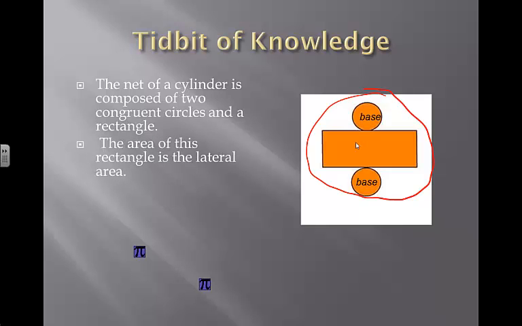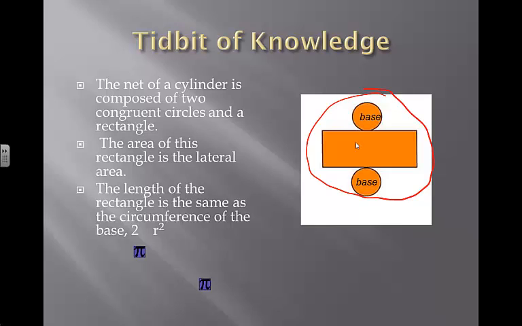The area of this rectangle is the lateral area, and the length of the rectangle is the same as the circumference of the base, which is 2 pi r. So the lateral area of a right cylinder is 2 times pi times r times h.